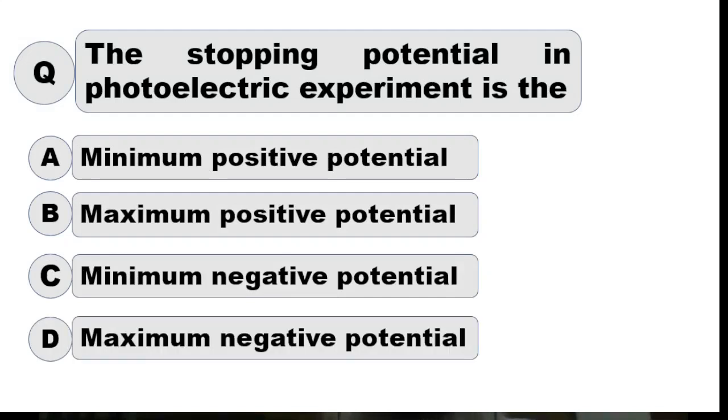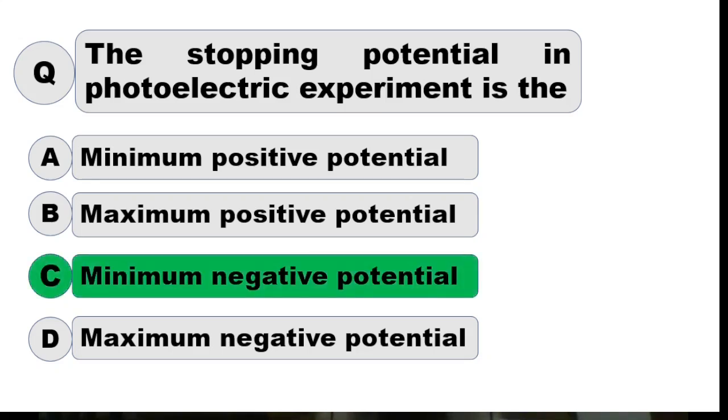The stopping potential in the photoelectric experiment is the: A. Minimum positive potential, B. Maximum positive potential, C. Minimum negative potential, D. Maximum negative potential. The right option is option C, minimum negative potential.